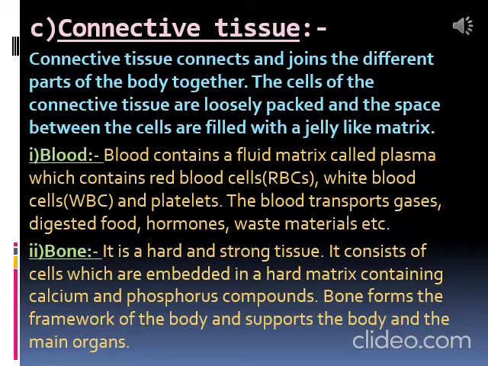So this also comes under connective tissue. Now, second is bone. It is a hard and strong tissue. It consists of cells which are embedded in a hard matrix containing calcium and phosphorus compounds. You know, bones are also connective parts which help in the movement of the body. So bone forms the framework of the body, supports the body and the main organs, and helps in the movement of the body.